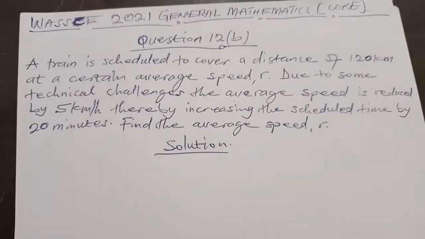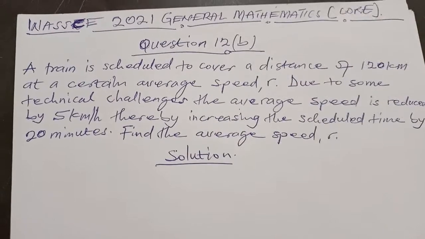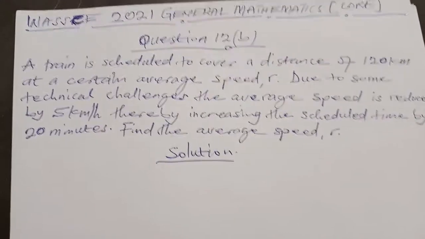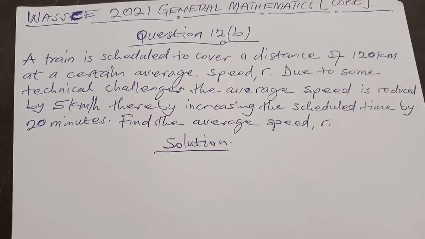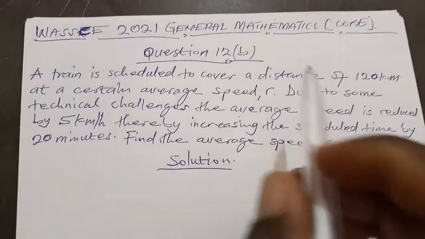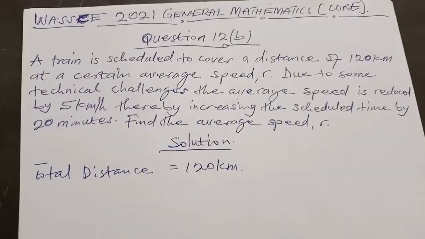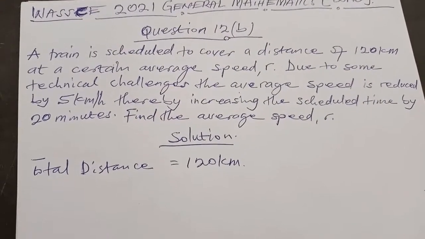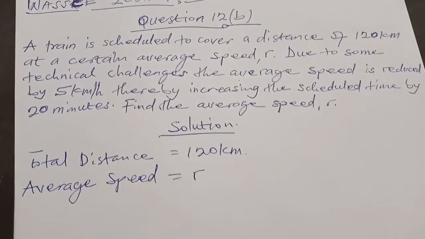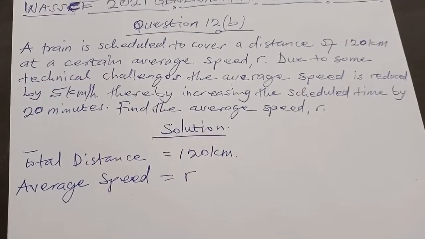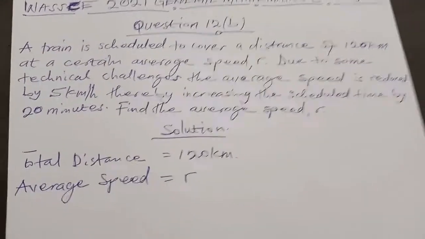For us to be able to solve this question, we have to extract the information given in the question so that we can use it to do our calculations. One of the very important pieces of information is the total distance to be covered, 120 kilometers. We also have the average speed the train was traveling, which is r. Then that is not all. After the technical challenges, the average speed reduced by 5 kilometers per hour.